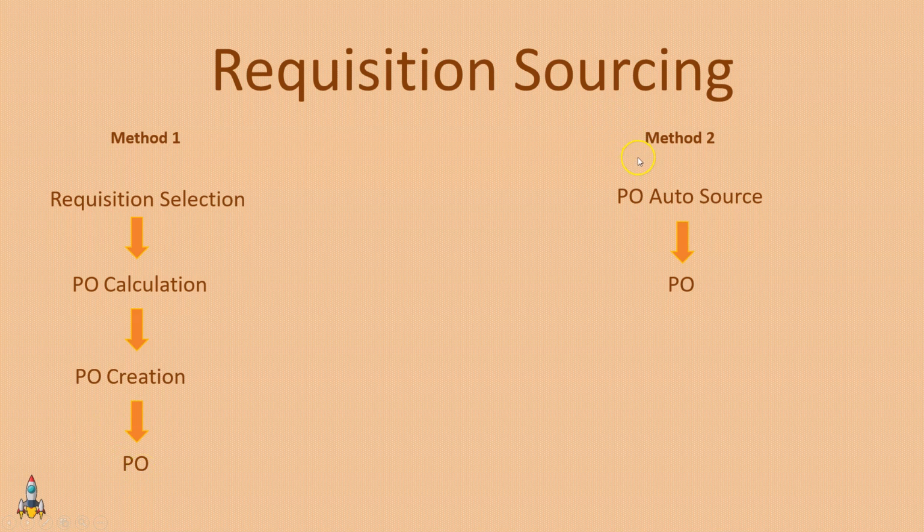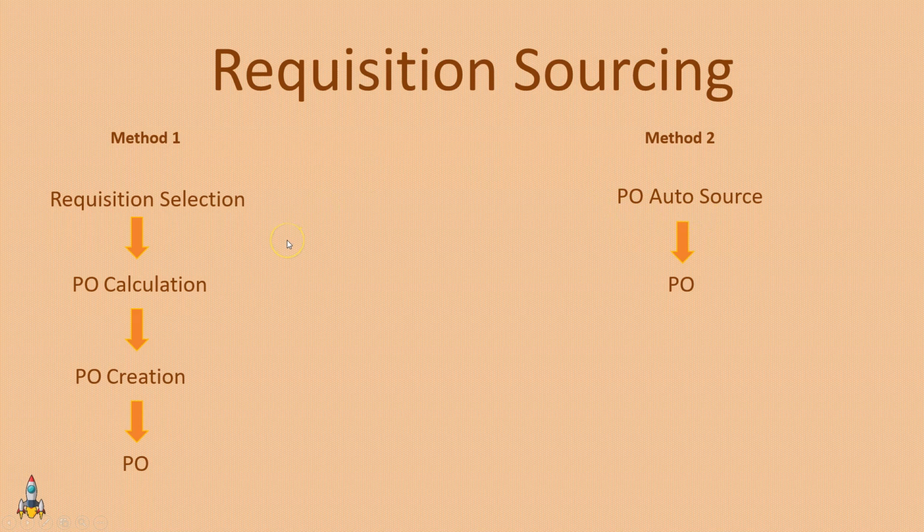In the second method, instead of running these three processes individually, we need to run just one process, which is PO auto source, and after running the one process, we get our purchase order in PeopleSoft. In today's episode, we will see the first method in which we will run these three processes, and in the next episode, we will see the second method of obtaining a purchase order using PO auto source.